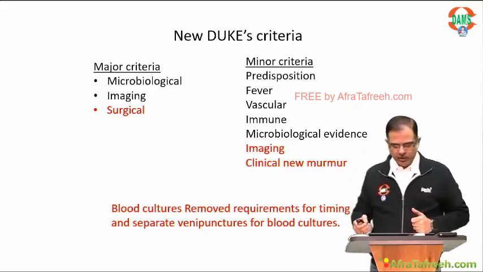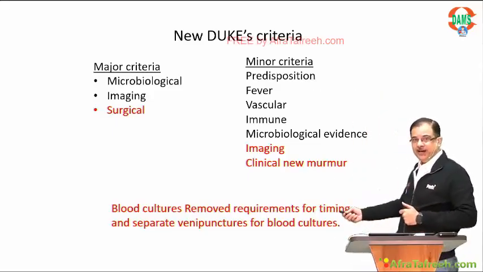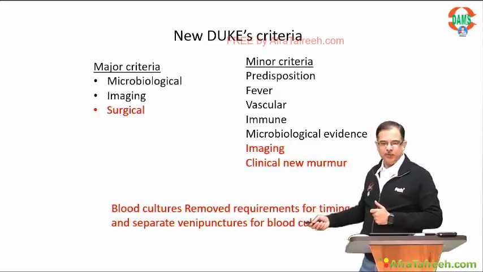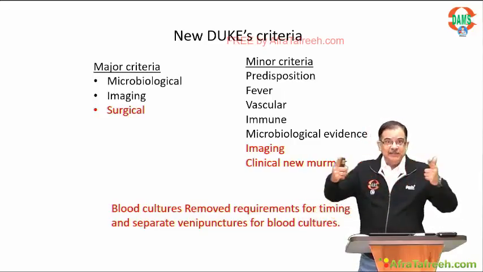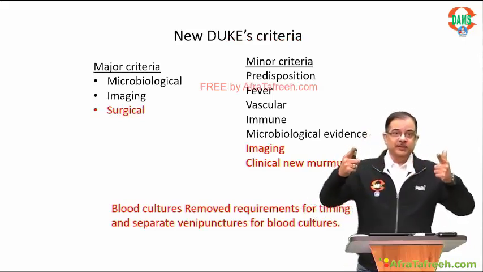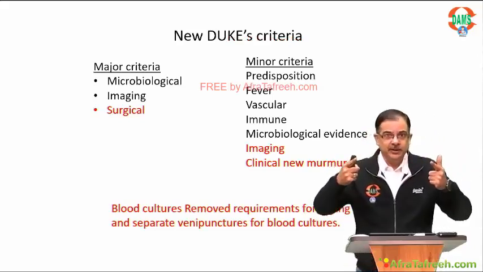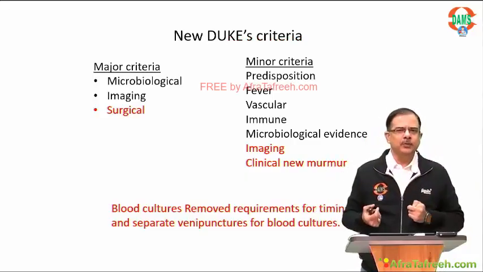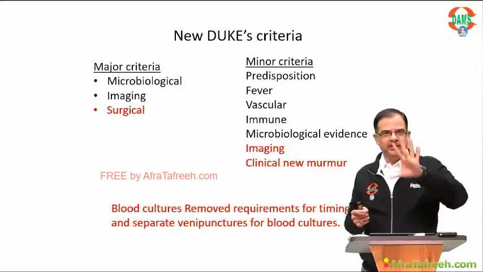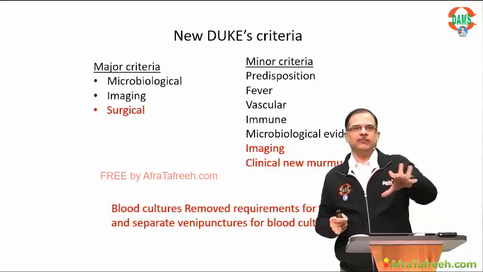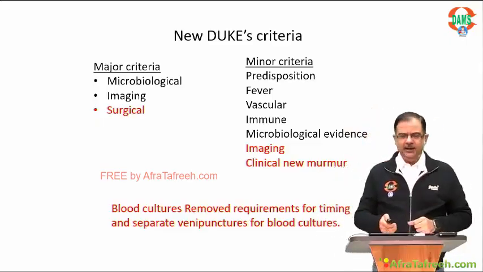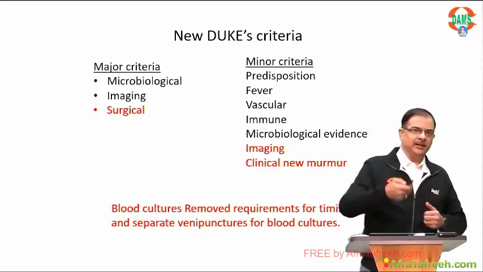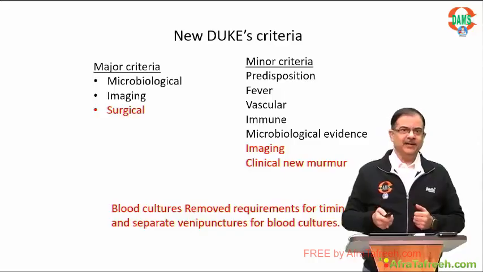And one more important revision which has taken place, and that revision is blood cultures removed from the requirement for timing and separation of the blood culture. They should be separated by 12 hours, they will be separated by 1 hour. That has been removed. That was making the criteria more complicated. So this slide is sufficient for the new Duke's criteria, and if you want to know what are those revisions details, it will be given to you in the PDF format.